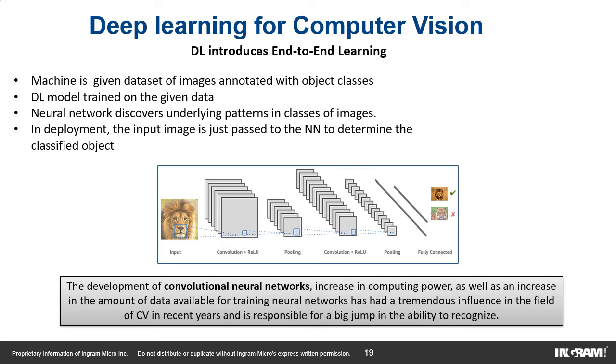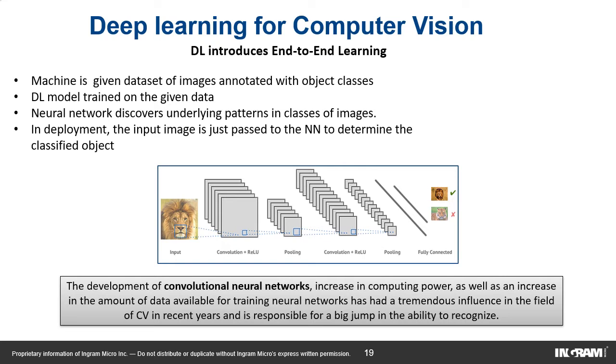The development of convolutional neural networks, increase in computational power, as well as increase of the amount of data available for training neural networks has had a tremendous influence in the field of computer vision in recent years and are responsible for a big jump in the ability to recognize.